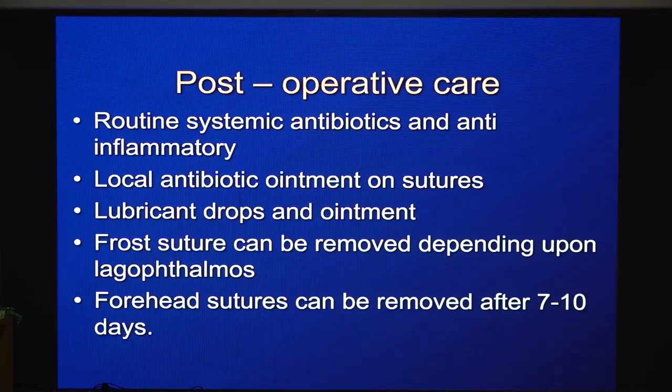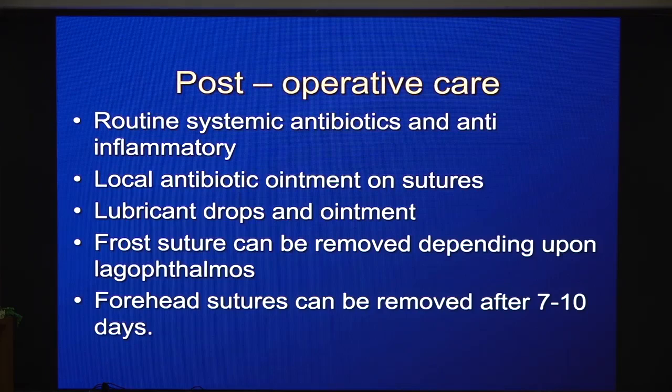Can anyone tell me what the Frost suture is? You don't have ptosis surgeries being done in your centers? Yeah, tell me. So from the lower lid, you put a suture and you take it and keep it on the forehead. So it's to elevate the lower lid and to close the lid and to reduce the lagophthalmos, because in the initial few days, the child or the patient would have a painful upper lid. He or she may not close the lids properly.